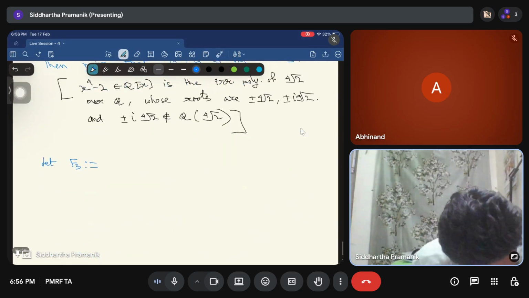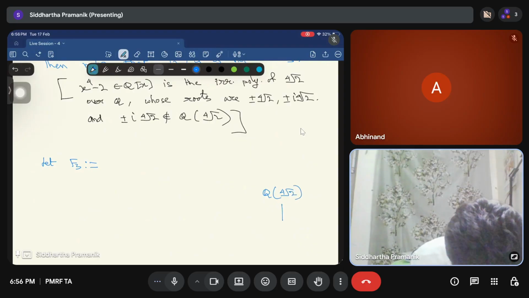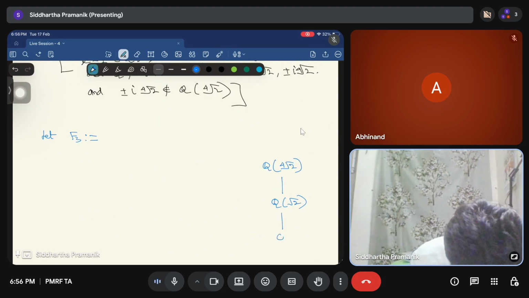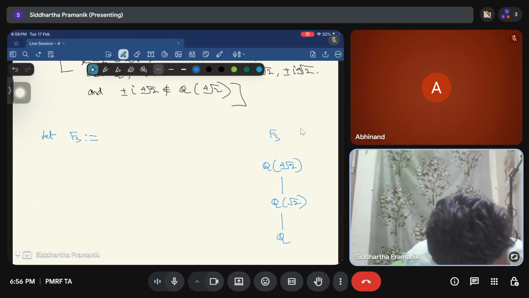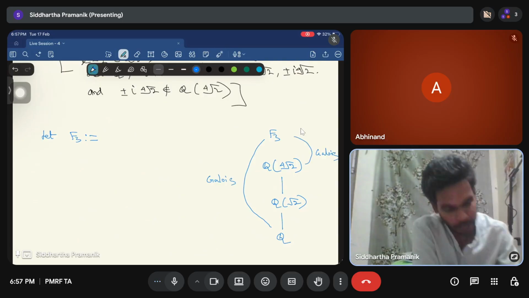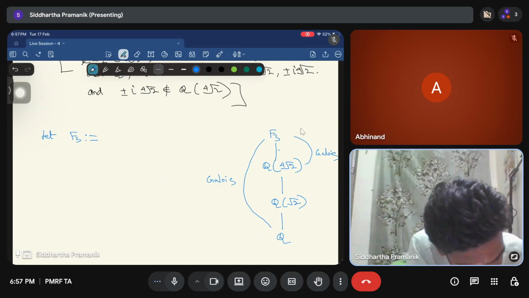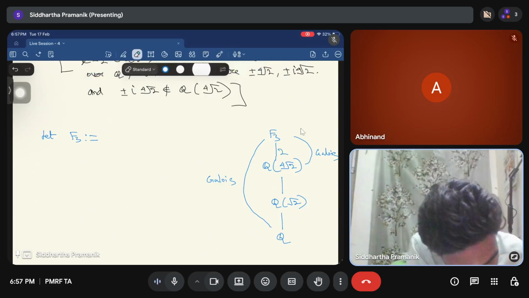So let me write down the tower here. So it is fourth root of 2, it is Q adjoin root 2, and in the base field we have Q. And now here we have to find F3, so that this one is Galois. Not only this, in particular, this one is also Galois. So how to make this one Galois of degree 2? So what will be a Galois extension of this one of degree 2?